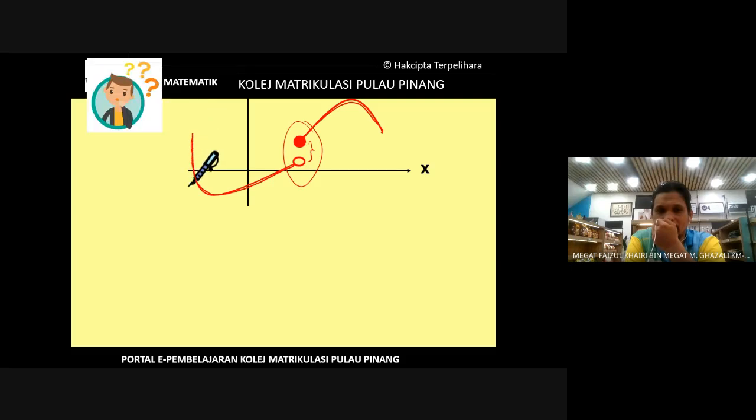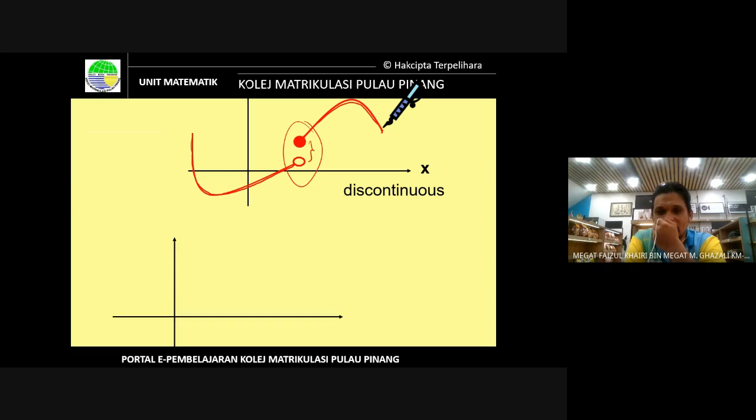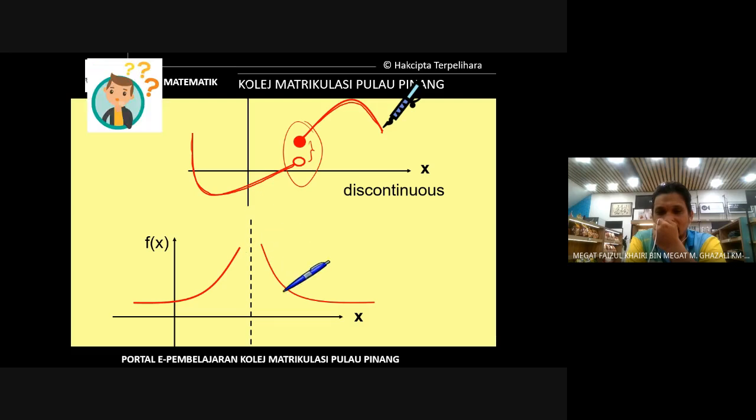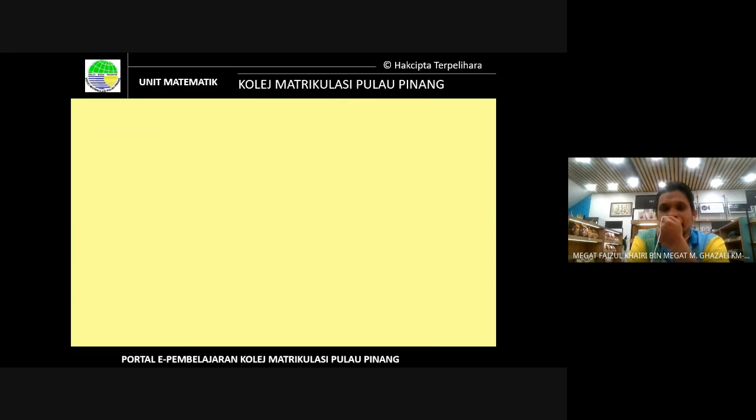Okay, look at this one. Suddenly I stop here and then lift up the pen. Dia angkat pen tu and then start at a new point and continue sketching the graph again. So this is discontinuous. And also here, at one side I lift the pen and start again on the other side. This is discontinuous.